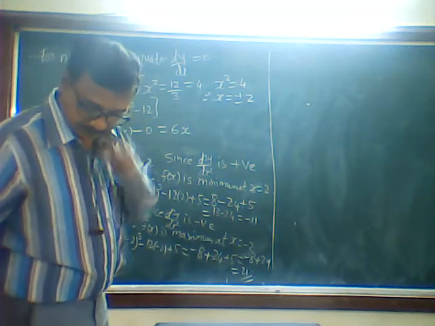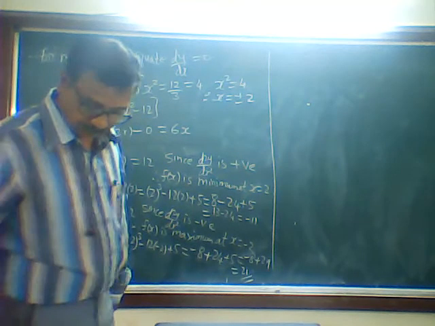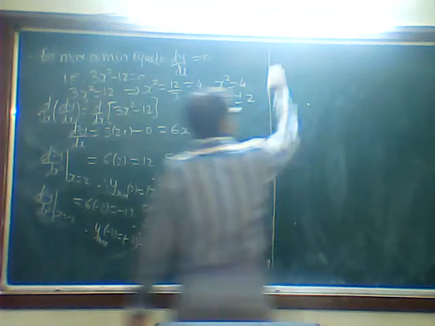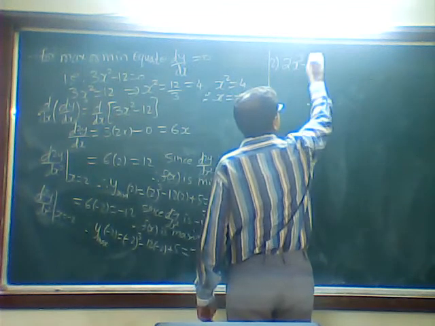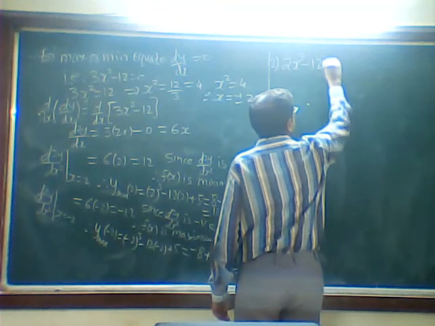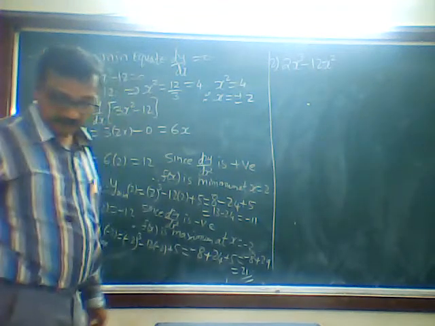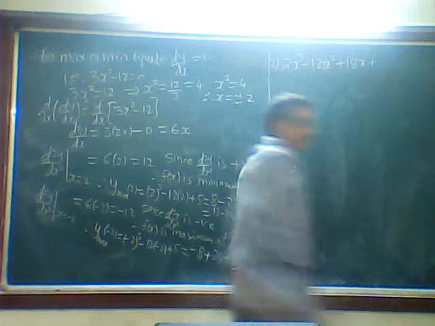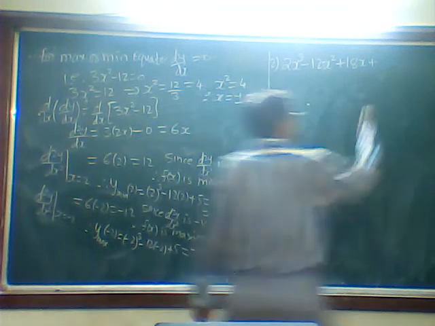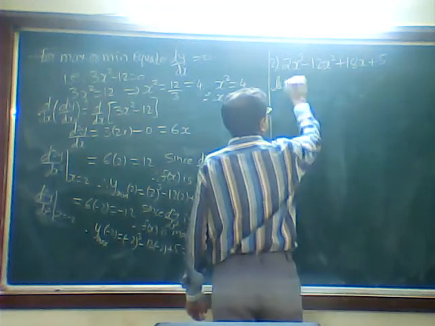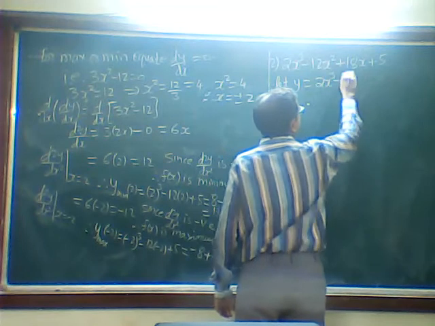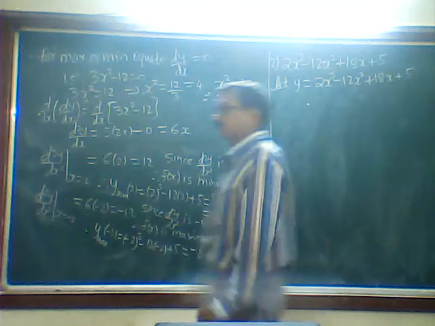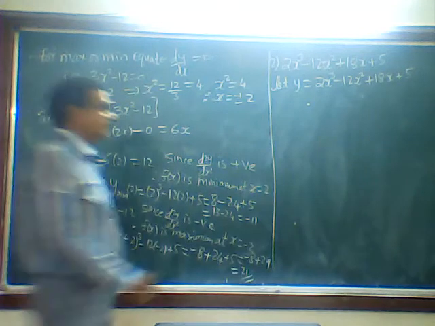Second one. 2x cube minus 12x square plus 18x plus 5. Okay, again y equal to 2x cube minus 12x square plus 18x plus 5. So first I have designated it that y is equal to, then we'll apply d by dx on both the sides.